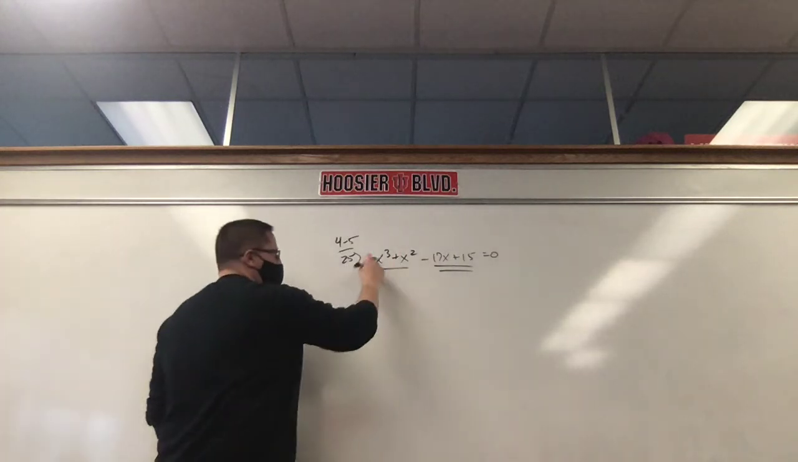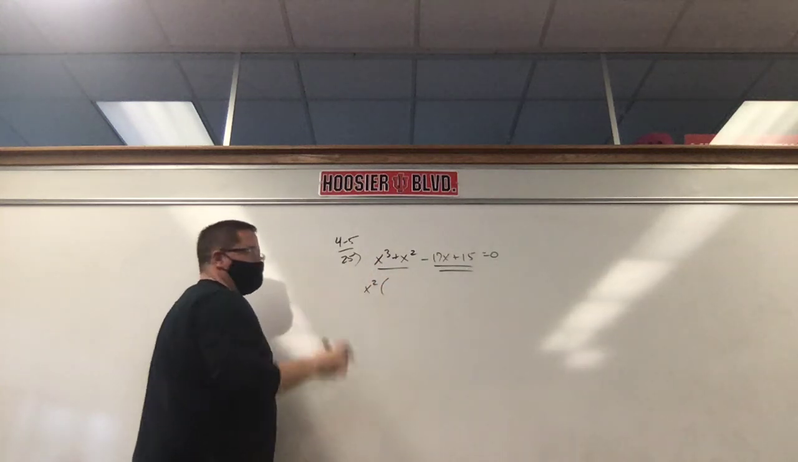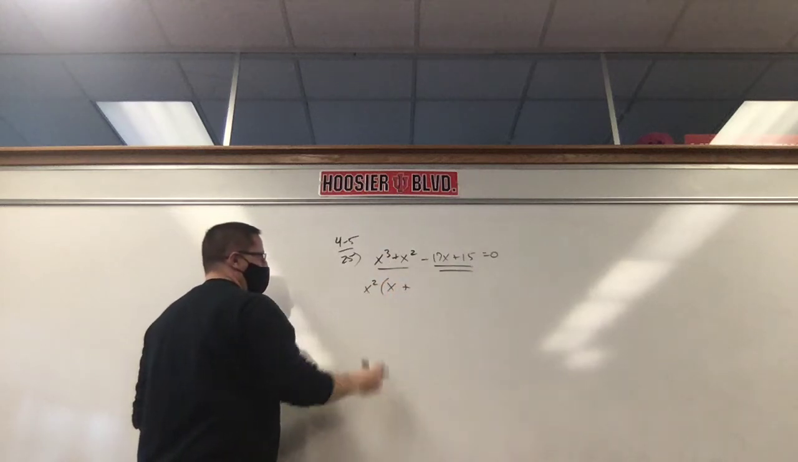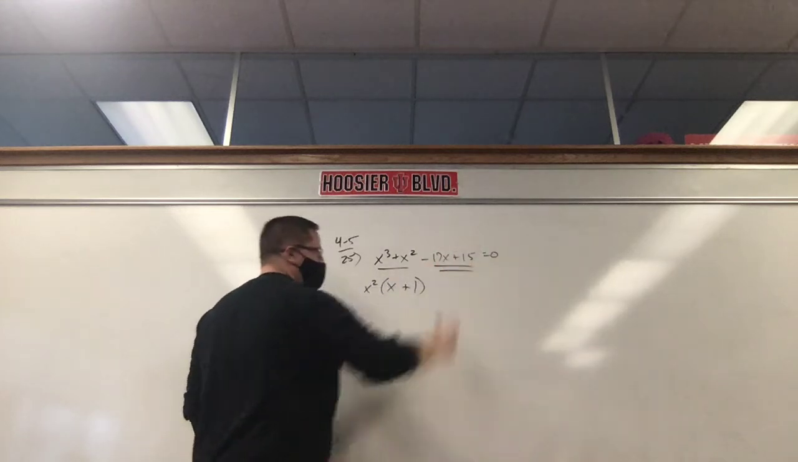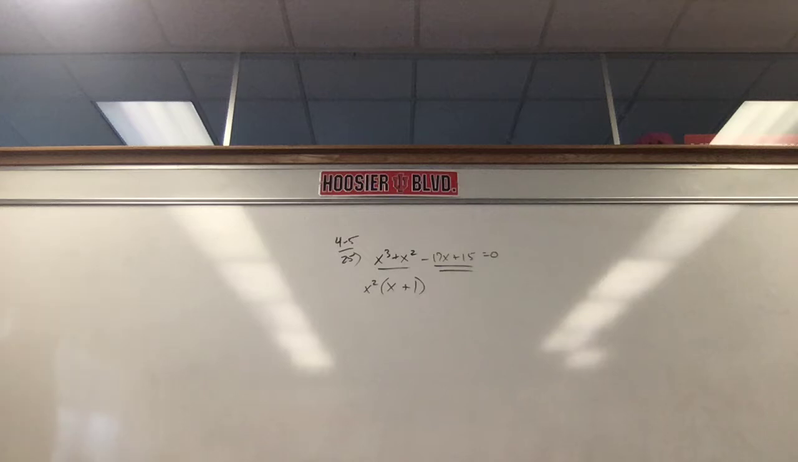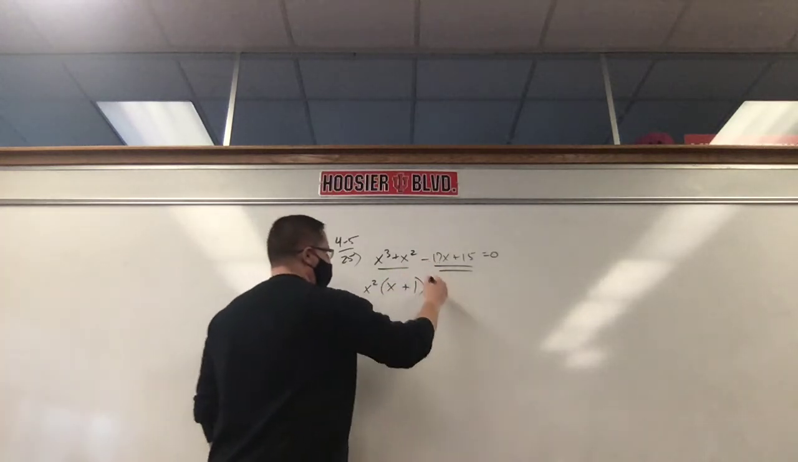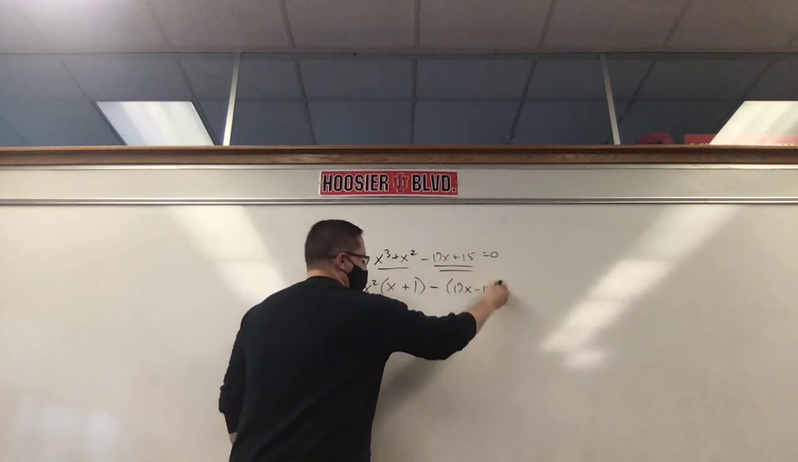What can I factor out of both of these? An x squared. Again, don't write this down. x squared times what is x cubed? x plus x squared times what is x squared? 1. What goes into 17 and 15 besides 1? Nothing does. But I would factor a negative out because it's starting with a negative. So if I factor the negative out, we would have 17x minus 15.